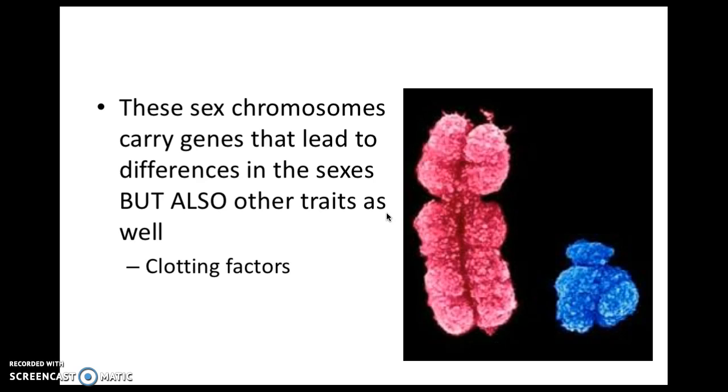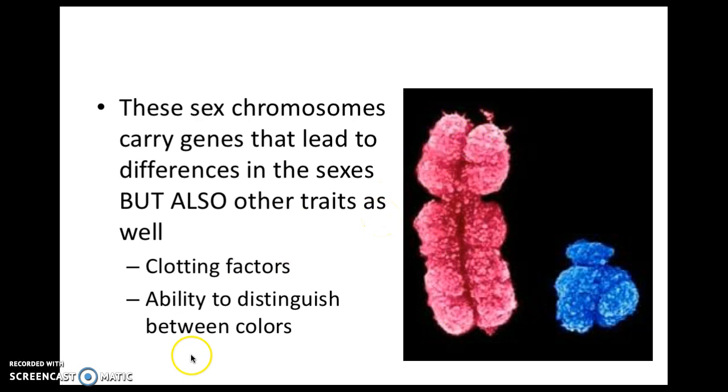For example, clotting factors. When you cut your skin, your blood clots and you form a scab. The genes that code for some of these proteins in our body are found on these chromosomes, specifically the X chromosome, as is the ability to distinguish between colors, specifically between red and green. That is also found on the X chromosome. And muscle function, and I'll tell you a little bit more about that later when we talk about diseases.